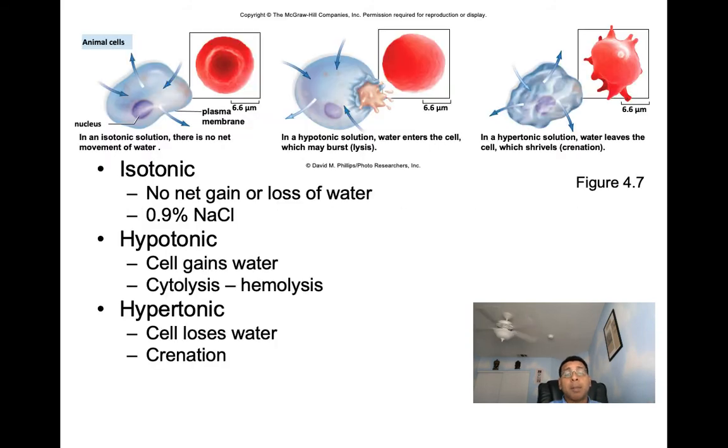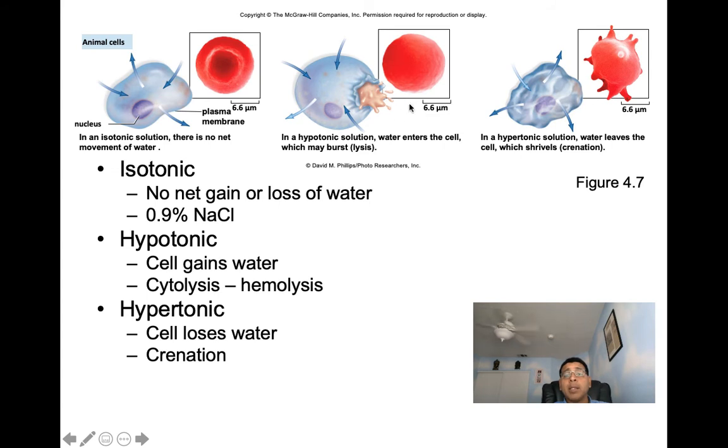So let's look at a picture. Here we can see this animal cell, this red blood cell we see in this picture, and we were to place it in an isotonic solution, a solution that has the same tonicity as the inside of the cell. So equal inside and outside, you're going to see there's no net gain or net loss of water by the cell.